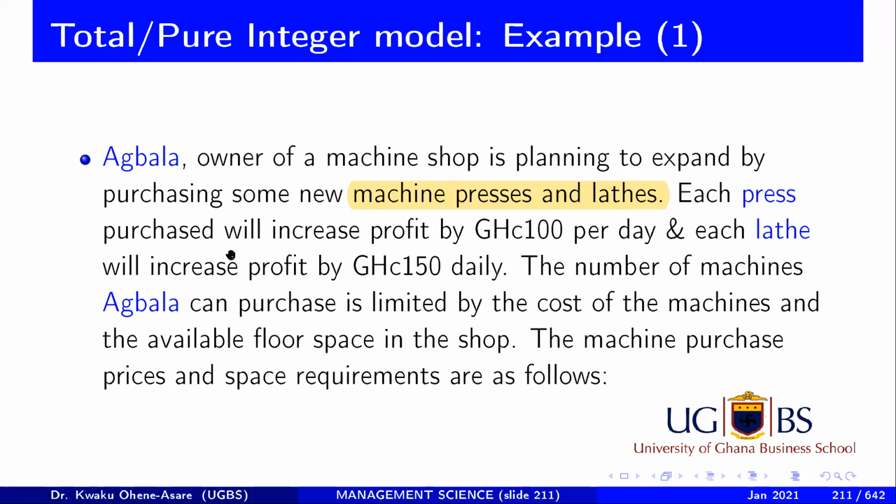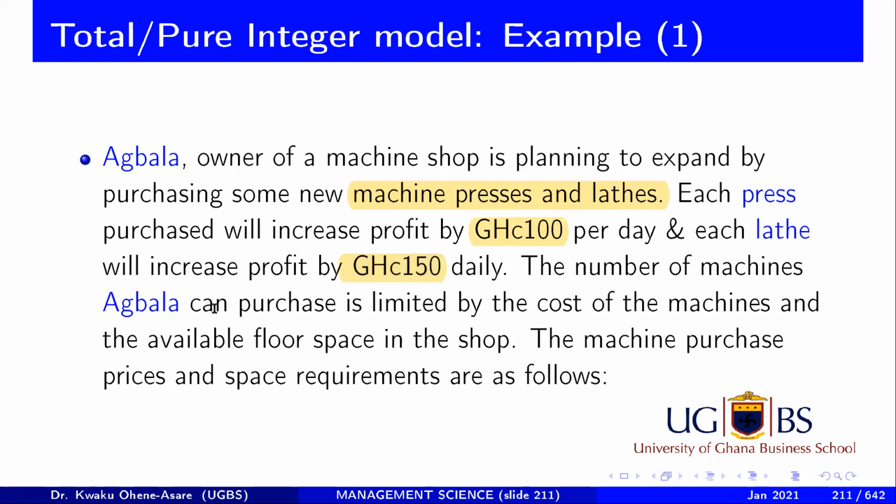Okay. Now, each press will increase profit by 100. Each lathe will increase profit by 150. So what are the hundreds and the 150 standing for? Now, if you have mastered the linear programming, once again, it's from previous. You will know that these will be standing for the coefficient. And the fact that we are talking about profit here means that we are going to be maximizing profit.